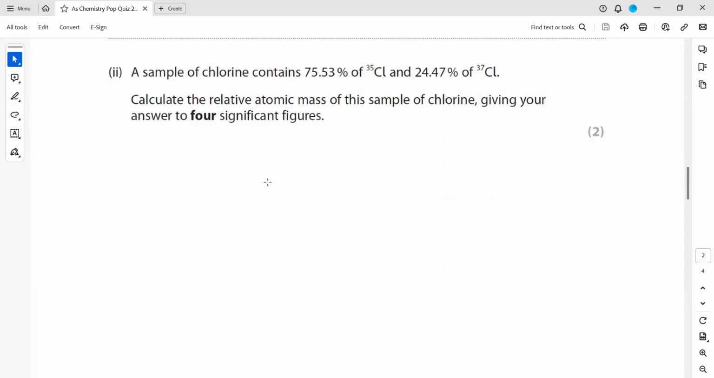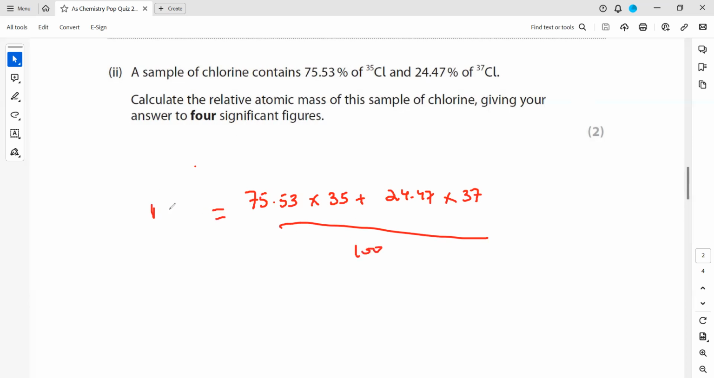A sample of chlorine contains 75.53% chlorine 35 and 24.47% chlorine 37. How do we work out the average relative atomic mass of the isotopes? The percentage of the isotope, 75.53, multiplied by the mass of the isotope, 35, plus the percentage of the isotope, 24.47, multiplied by its mass, 37, divided by the sum of the percentages, which is 100 here. That will give us the relative atomic mass, the average mass of the two isotopes. You have to write your answer to four significant figures. So that will be 35.49.